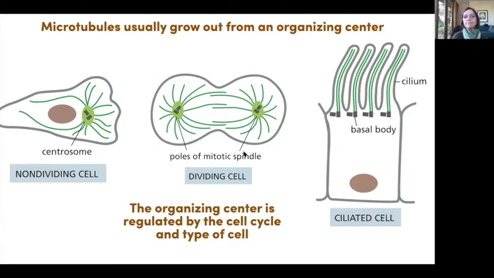with the two poles defined by the two microtubule organizing centers. And then in cells that have cilia, which can perform a variety of different sensory functions within cells, the cilia have microtubules that extend throughout them. And they, again, have a microtubule organizing center at the base. In this case, it's called a basal body. In this case, it's called spindle poles. In this case, it's usually just called a centrosome or microtubule organizing center.